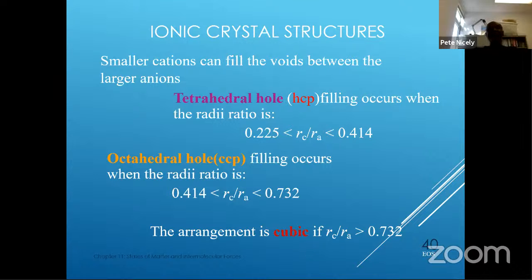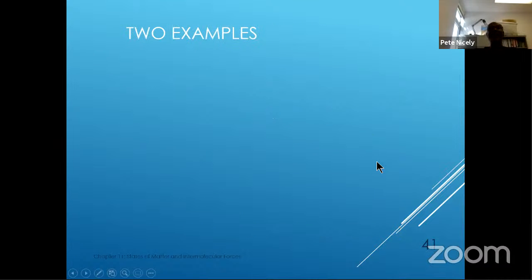Okay, so that's basically how you can make predictions as to whether or not the structure that would be adopted by a particular compound would fall into any one of these categories. So that means that you'd have to get some data and determine the ratios and then compare the ratios to the ranges that are given here to make those predictions.